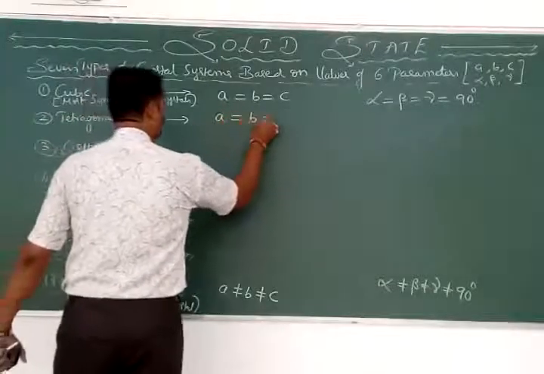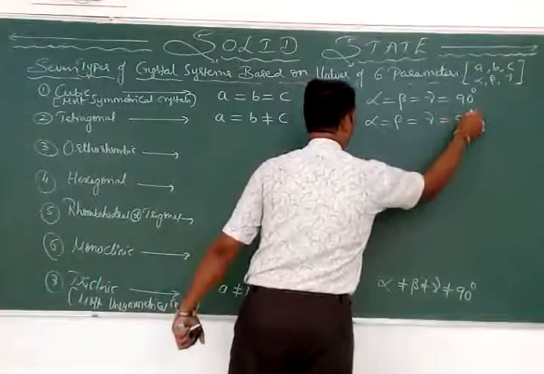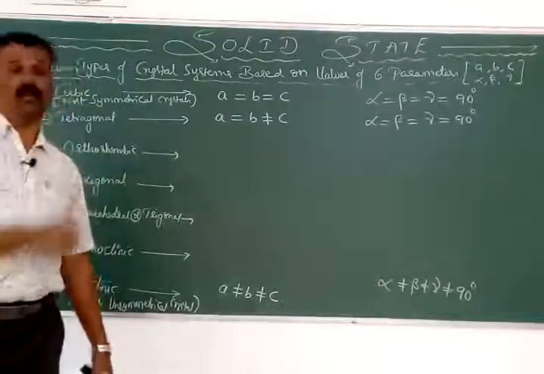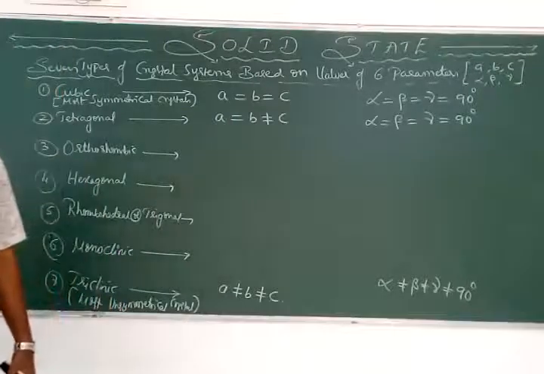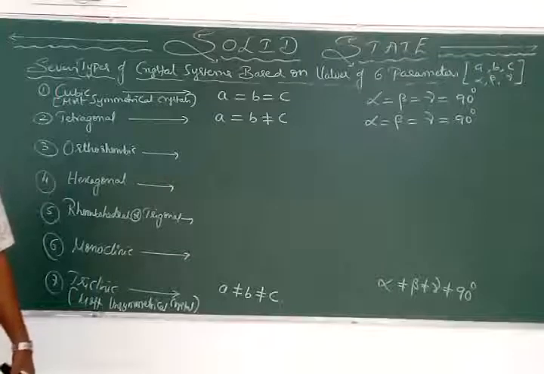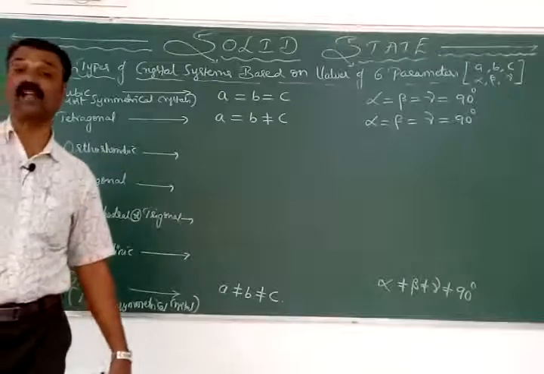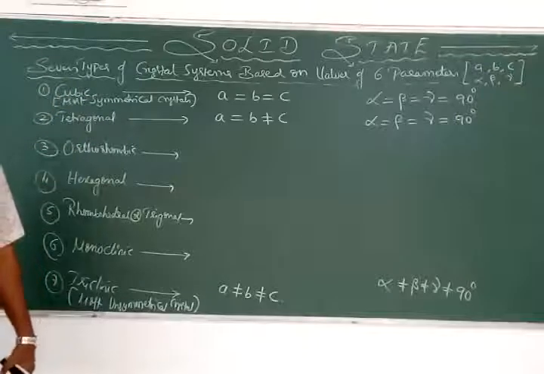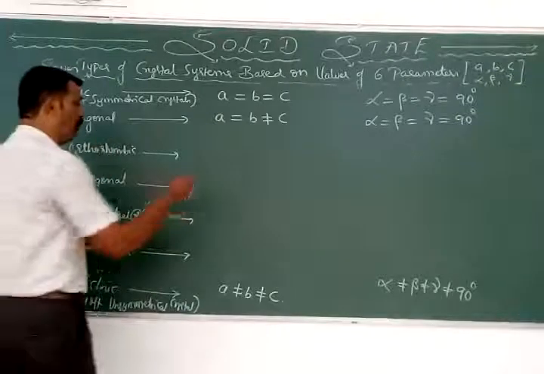Now, a is equal to b but not equal to c, alpha is equal to beta is equal to gamma is equal to 90 degrees. What's the meaning here? Two sides are equal, meaning length is equal to breadth, for example, but not equal to which one? Height. So two sides are equal but not the third, and all are mutually perpendicular, meaning the axial angles are all 90 degrees. Then that refers to which one? Tetragonal. It refers to the unit cell called the tetragonal crystal system.